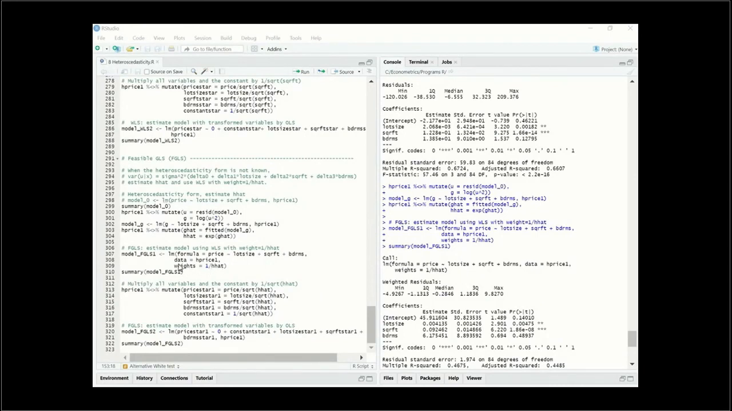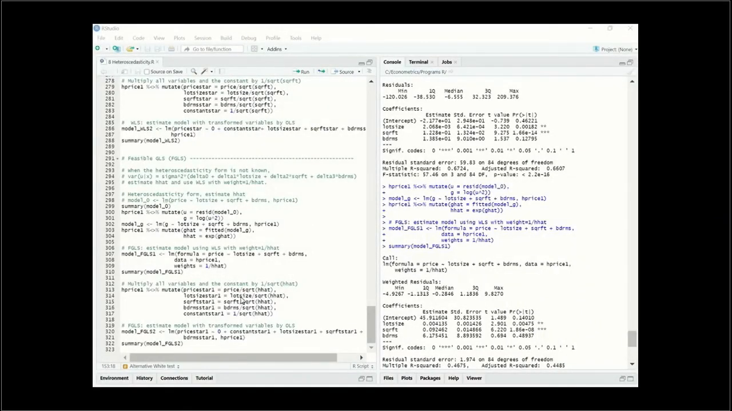And so this is the feasible generalized least squares, where we have price regressed on all the independent variables with weights of 1 divided by h hat. Now we can also estimate the same model in an alternative way, which is by dividing each of the variables, including the dependent variable, the 3 independent variables, and the constant, by the square root of this h hat. So notice that the weight is 1 divided by h hat, but we're multiplying the variables by 1 divided by the square root of this h hat.